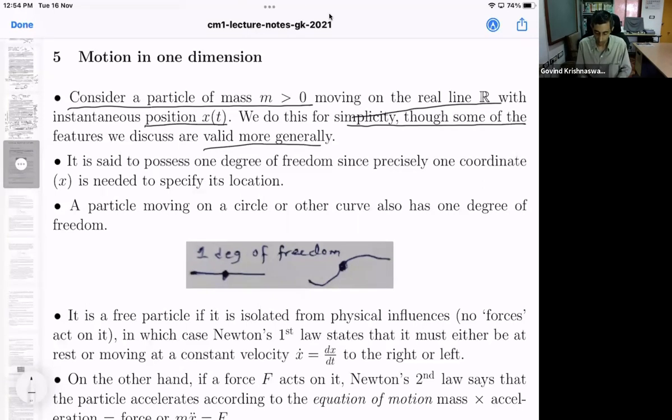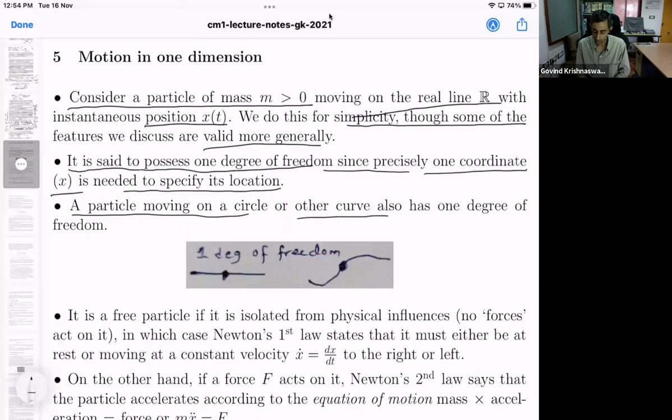Now, just to clarify once again, a particle moving on a line is said to possess 1 degree of freedom, since precisely one coordinate, one real number x, is needed to specify its location instantaneously or at the initial time. A particle moving on a circle or other curve also has precisely 1 degree of freedom. A fixed circle or a fixed curve. Suppose you have a fixed curve here and a particle that moves along it, that too has 1 degree of freedom.